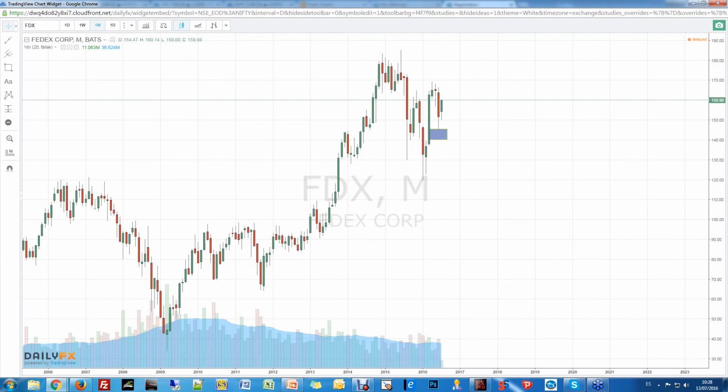Well, the monthly has created a new area of demand after removing the previous one. It retraced to that area on the weekly, right there, and then rallied. So long bias on new areas of demand on FedEx. It removed this area of demand, overshot it like it did on many stocks. A 3 months area of demand probably here, like we saw before on one of the Indian stocks, and then rallied.